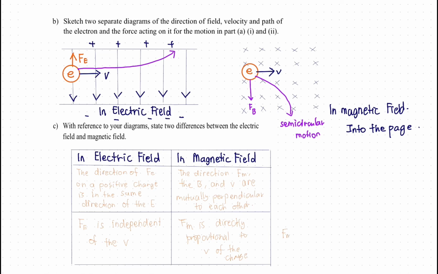For in magnetic field, magnetic force is directly proportional to the velocity of the charge. So Fm tu supposed to be Fb lah. So Fb equal to QVB sin theta. So V is the velocity. So if everything else is a constant, Fb is directly proportional with velocity.